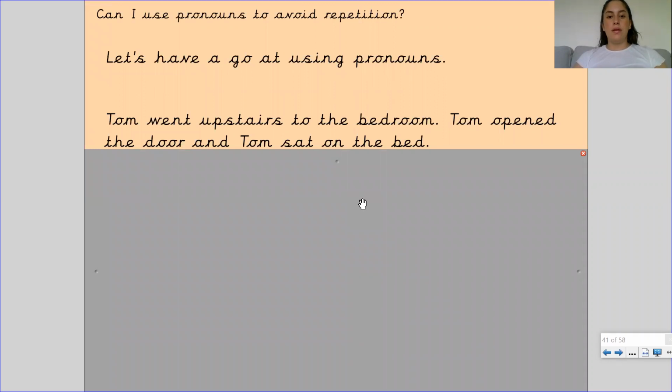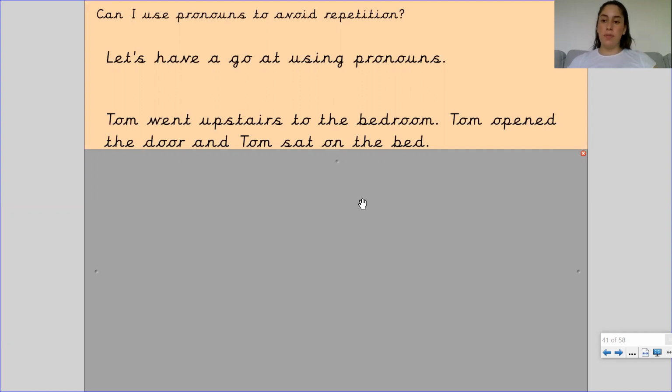Okay. In this sentence, let's have a go at using pronouns. So once I've read the sentence, pause the video and think about which pronoun you can replace it with. Where is the repetition happening and how could we avoid that repetition? Tom went upstairs to the bedroom. Tom opened the door and Tom sat on the bed. So what's being repeated here? What noun is being repeated and what pronoun could we replace it with?